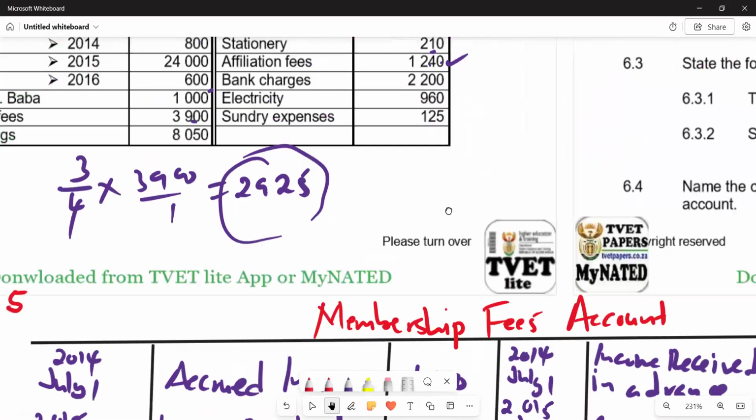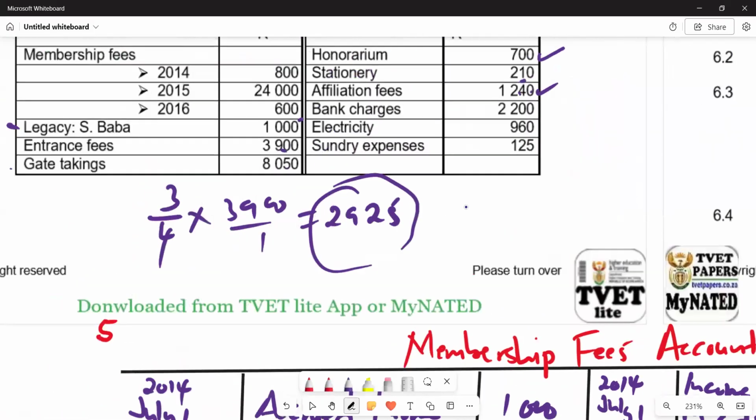So under affiliation fees, we've got bank charges, 2,200. So we go to additional information to check if we've got anything that is affecting our bank charges. But if you go through, you see that we've got nothing affecting our bank charges. So it means we are going to take our 2,200 as our bank charges. Then electricity, there's nothing again that is affecting our electricity. So we're going to take 960 as it is. Sundry expenses, we have nothing again affecting our sundry expenses. So we are going to take 125.